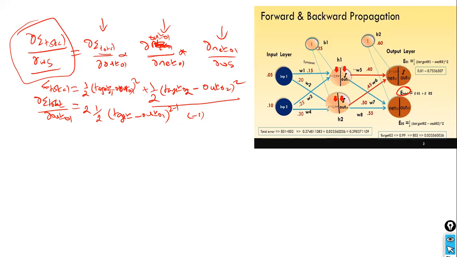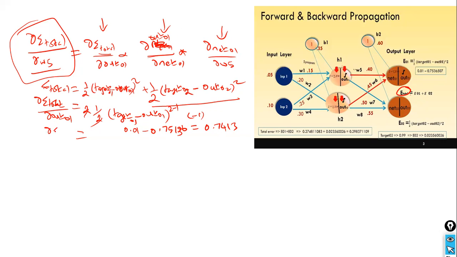Okay, so here this one will get cancelled, and here the target out to 1, target O1. Okay, here what is the target value? Target value is 0.01, already we have seen it, and here the out one is 0.75136. If you subtract this, you will get some value here. How much you will get? 0.74 something, right? If you 0.01 minus this one, you will get 0.74136. Likewise, we need to find out the value for each and every derivative here.